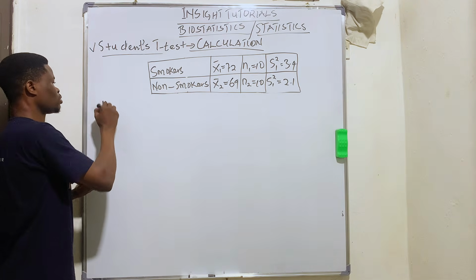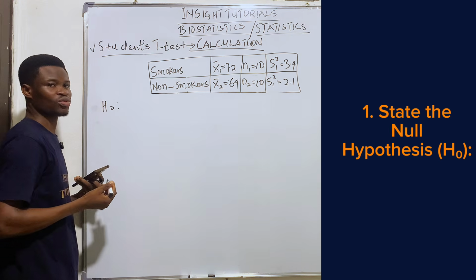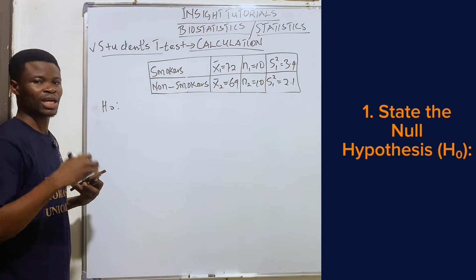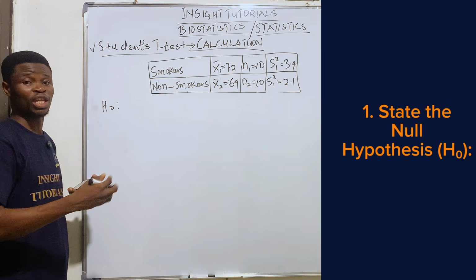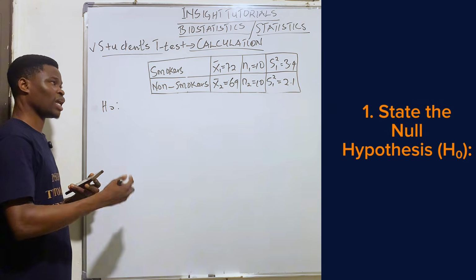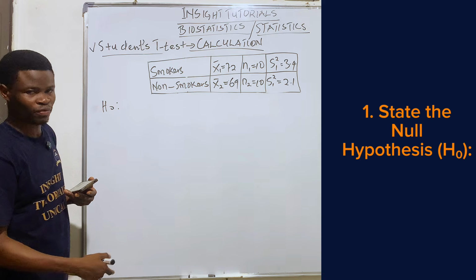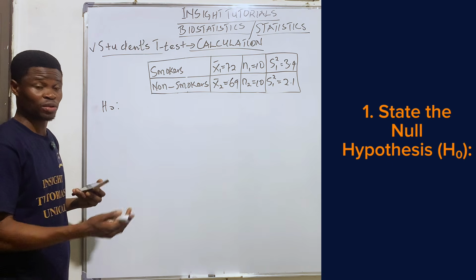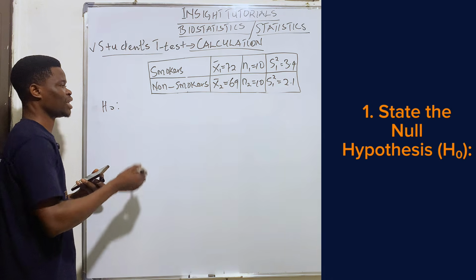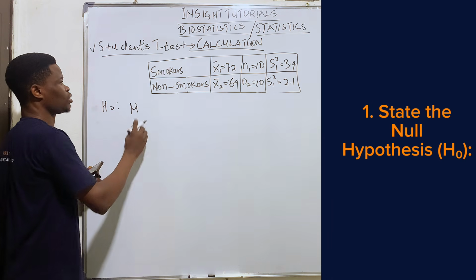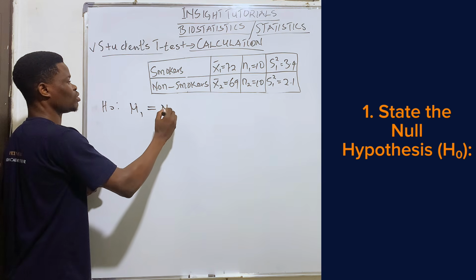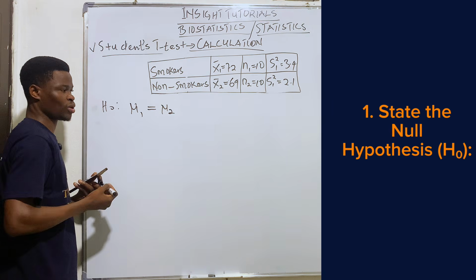So number 1 step is that we're going to state the null hypothesis. Now, the null hypothesis and the alternative hypothesis are the hypotheses that are made at the beginning of an argument, right? And then at the end, we'll conclude with one of them. So the null hypothesis is the hypothesis of no effect, no change, no difference, right? So the null hypothesis says that the mean of the smokers is equal to that of the non-smokers.